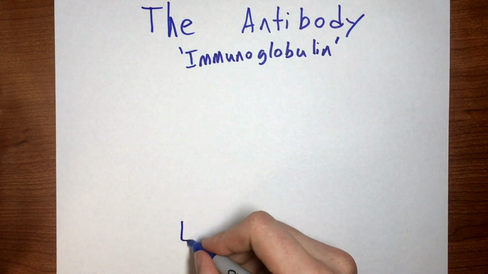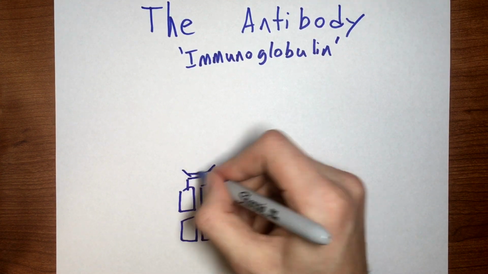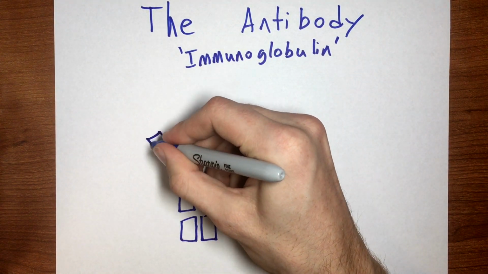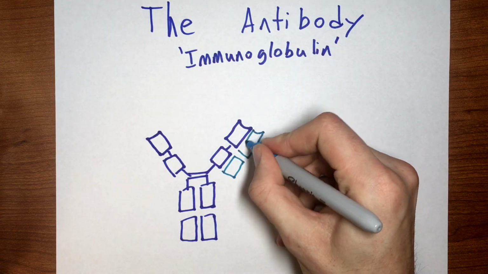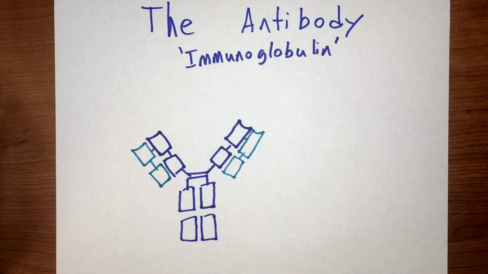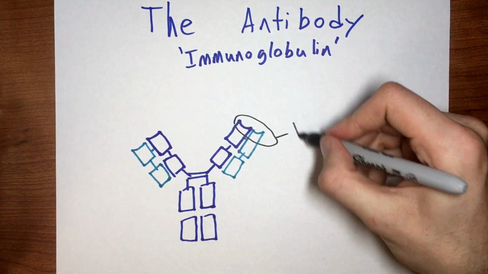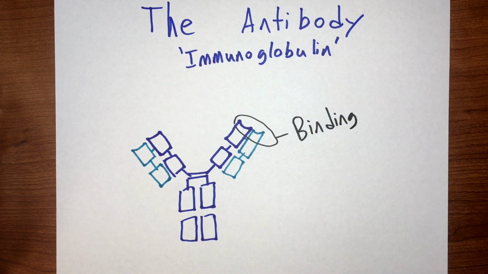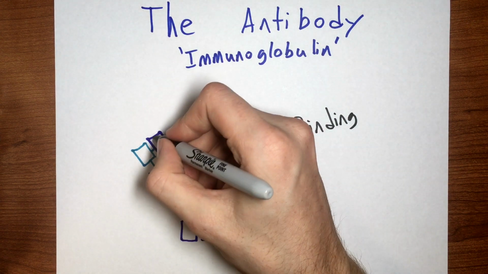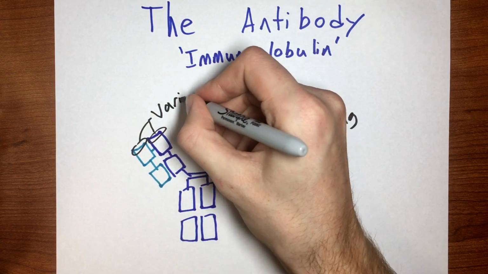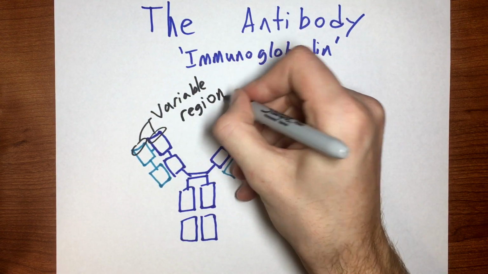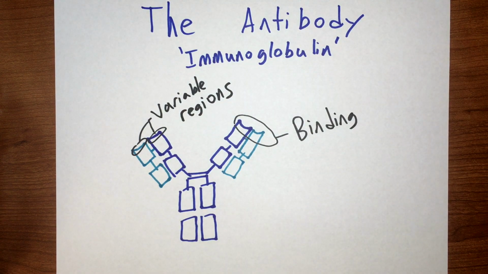Each immunoglobulin consists of two identical heavy chain proteins, shown here in dark blue, and two identical light chain proteins, shown here as cyan. The N-terminal ends of a heavy chain and light chain make up the binding site for attaching to an antigen, and the ends of each individual chain are called variable regions. The variable regions, as the name suggests, are what makes an antibody unique.